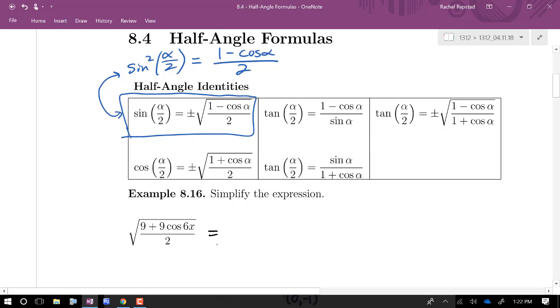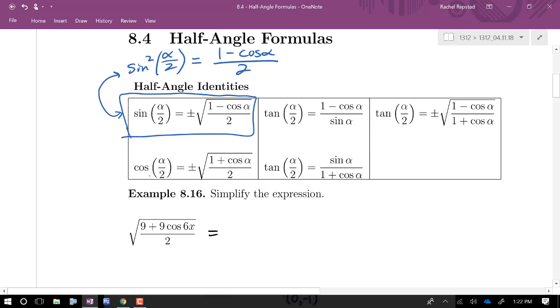The other thing is, if I were to pick one of these two, which one would you say it looks most like? The bottom one? Yeah, because this is a plus and not a minus. That's really the only difference between the half angle for cosine and the half angle for sine. They both are written in terms of cosine of alpha. It's just that in one of them we're adding in the numerator, and in the other we're subtracting.